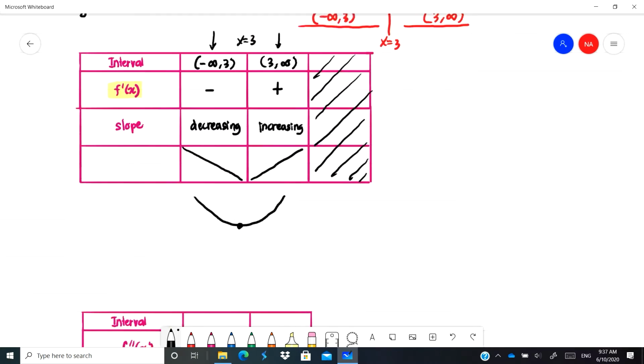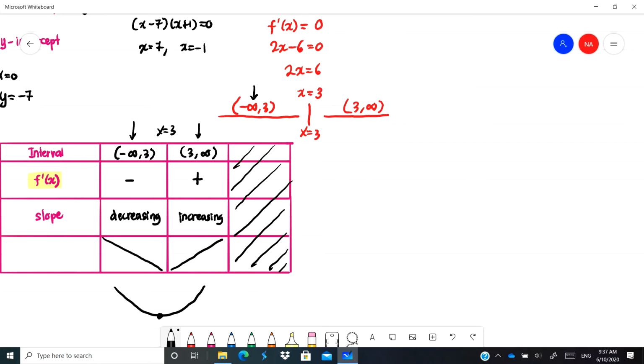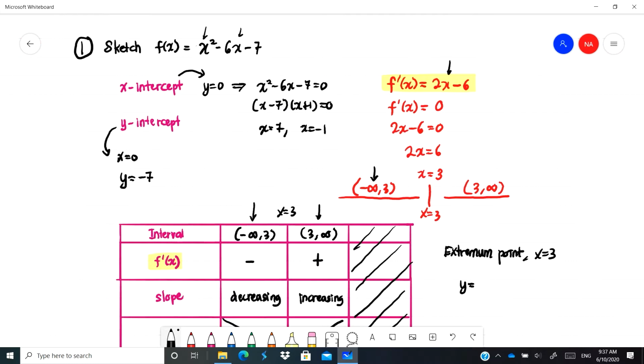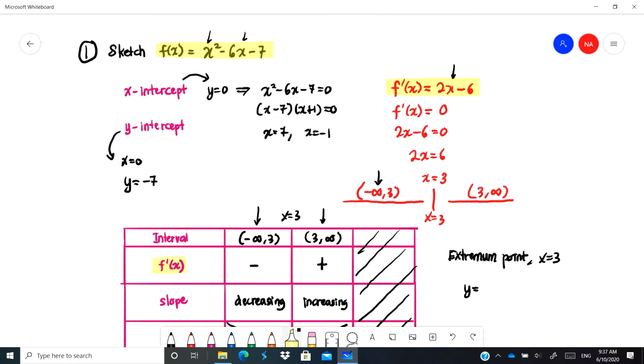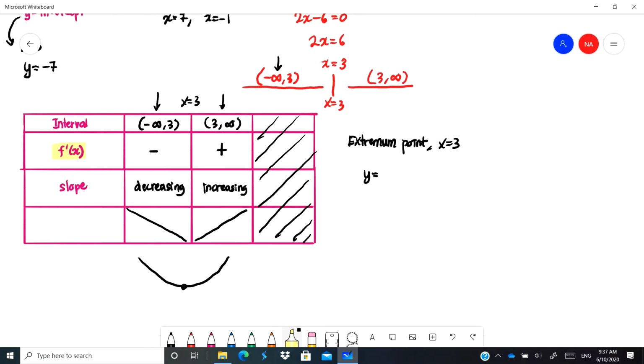So I'm going to find the minimum point first, the extremum point. In this case, the extremum point is the minimum point, when x is equal to 3. So we're going to find the value of y. Which function do we have to use? Of course, the initial function. You substitute x with 3 inside this function. We get 3 multiplied by 3 squared minus 6 multiplied by 3 minus 7, which gives negative 16. So the value of y is negative 16, and the minimum point is 3, negative 16.